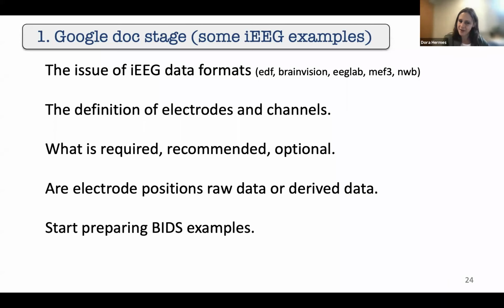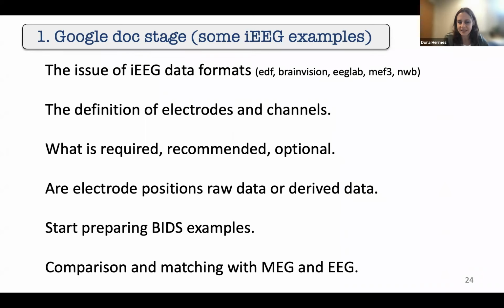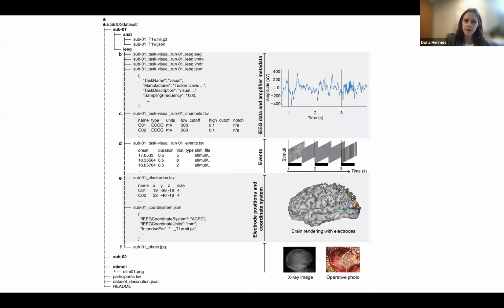And then you have, of course, start preparing examples for your extension. And what we did was a lot of comparison and matching and close collaboration with the MEG and the EEG extensions, which was absolutely fantastic. And so this is some of the content of what's in there right now.